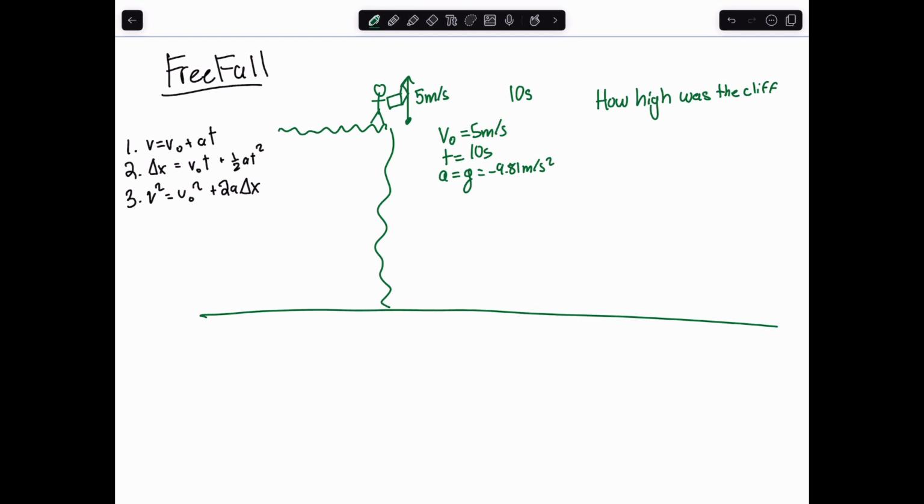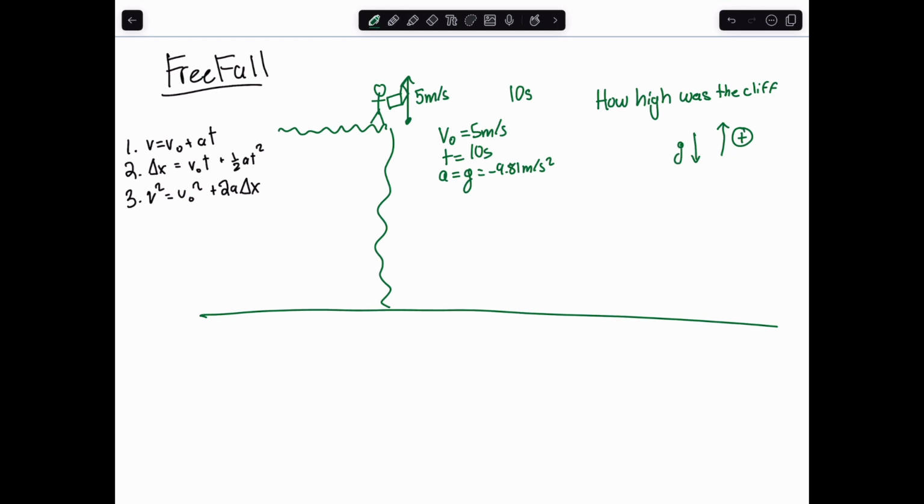Wait a second, negative 9.81? Why not positive? Well, like I said in many previous videos, you can decide whether up or down is positive. By default, it is going to be up. But if all of your motion is going down, sometimes it's easier to label down as positive. But in this case, since we do have upward motion, I'm just going to keep upward as positive, which means our acceleration vector is pointing in the negative direction, because g points towards the surface of the Earth.